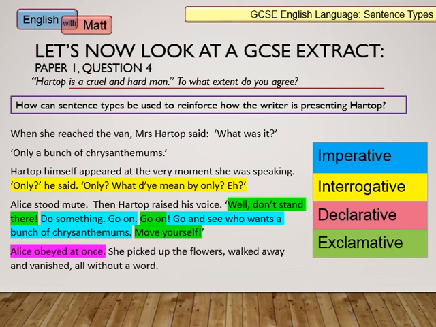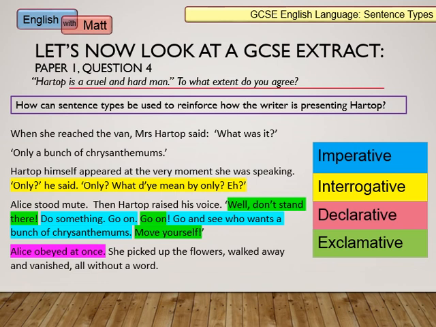So we have an interrogative in yellow, lots of questions because he's trying to kind of get answers out of her. We've got exclamatives in green because he's almost shouting. We've got imperatives in blue because he's ordering her to do something. And we have the declarative to show Alice's reaction. So all of these sentence types are relevant to the question.